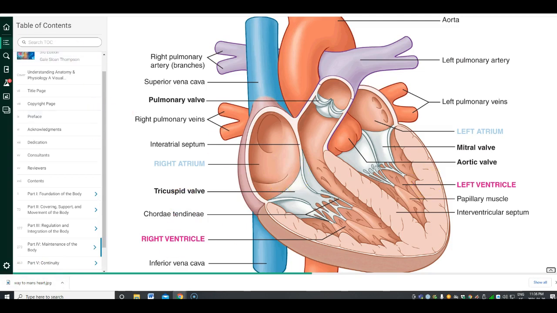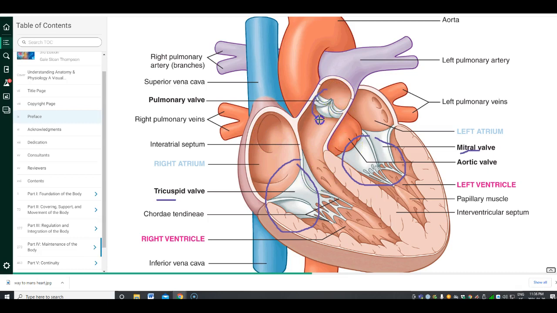So we touched on the valves. These are the atrioventricular valves because they're between the atrium and the ventricle. So the one on the right is the tricuspid. The one on the left is the mitral or the bicuspid. Those will prevent blood from flowing backwards into the atrium.